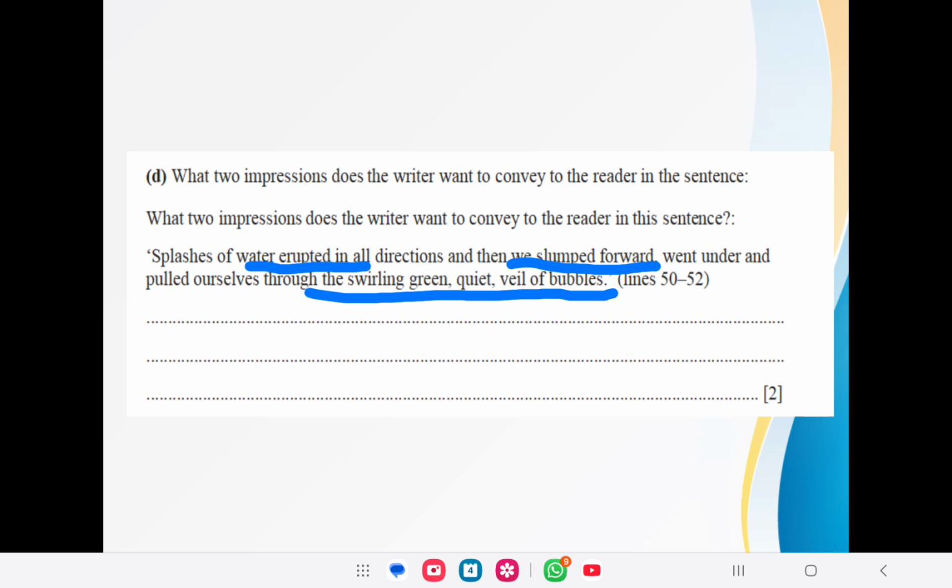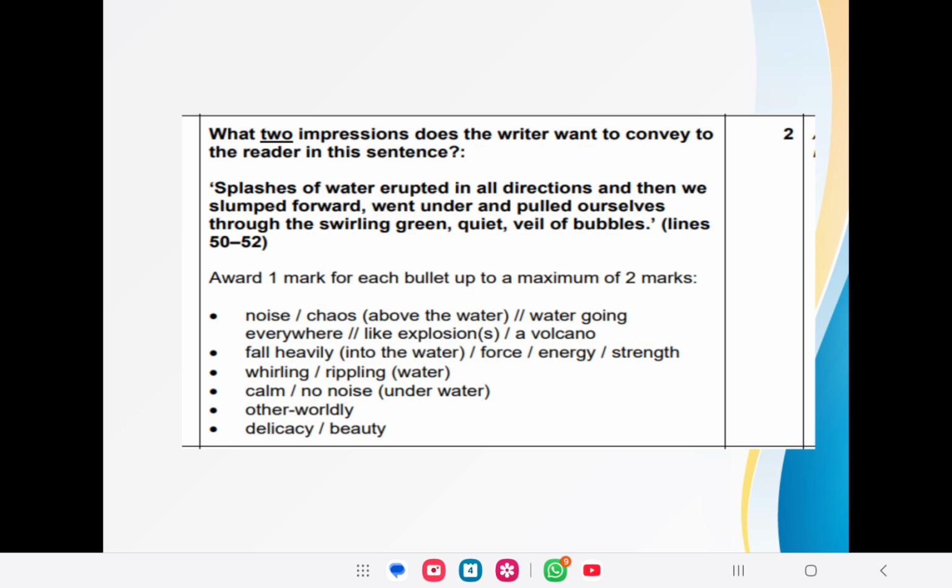So you will read this and come up with your impressions after reading this. So that is the mark scheme of this splashes of water erupted. There are different impressions available. See, from the word eruption, and splashes of water erupted in all directions, that shows there was noise, there was chaos, there was a kind of activity, water going everywhere like explosions, a volcano. See, I told you this, volcano. Fall heavily into water, slump forward, that shows force, energy, strength, whirling, ripping.